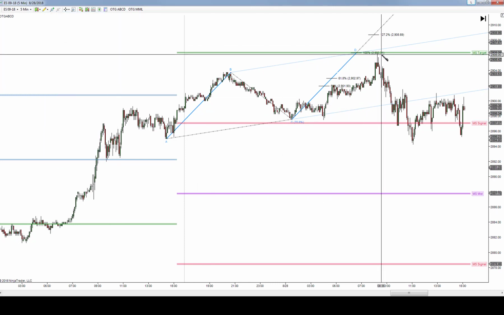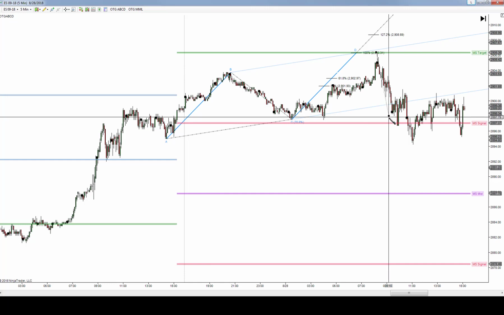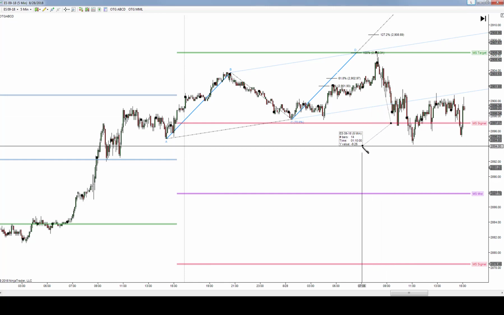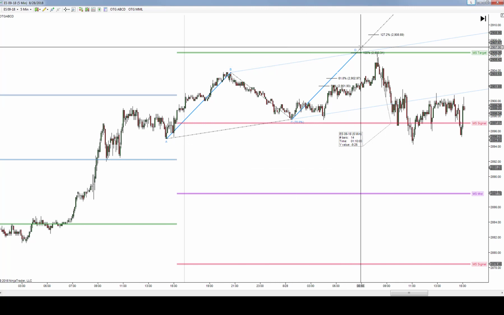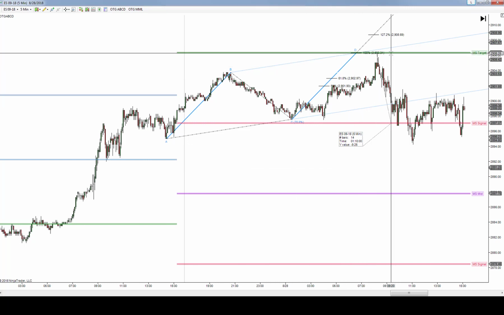A to B, C to D. If you got in short right here, obviously you could take it down to this next level, and that is 9.25 ES points with virtually no heat against that level.